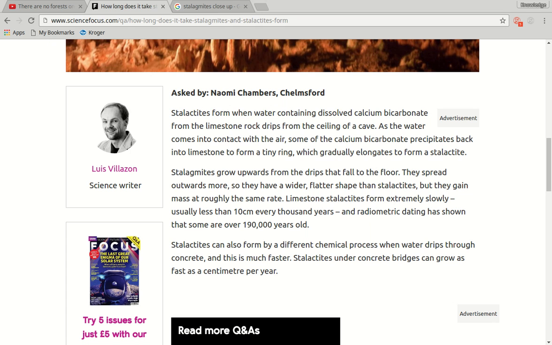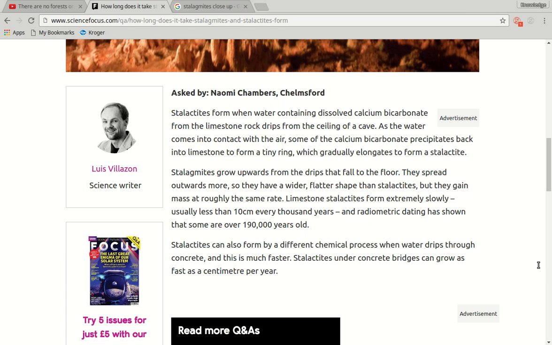As the water comes into contact with the air, some of the calcium bicarbonate precipitates back into limestone to form a tiny ring, which gradually elongates to form a stalactite. Stalagmites grow upwards from the drips that fall to the floor. They spread outwards more, so they have a wider, flatter shape than stalactites, but they gain mass at roughly the same rate. Limestone stalactites form extremely slowly, but that I disagree with.